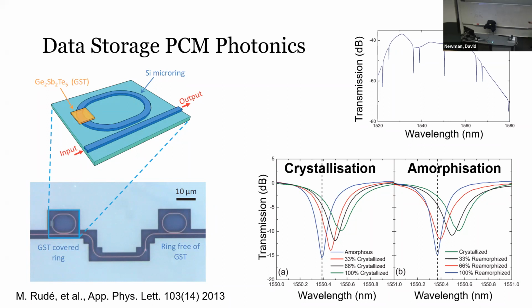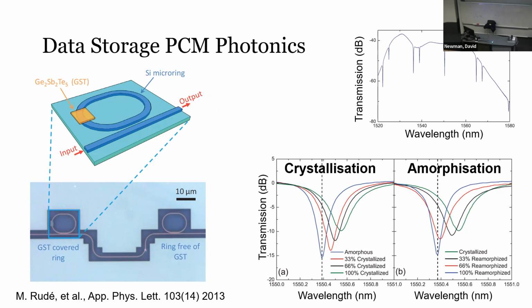So in 2011, I moved to Spain, and we did something relatively, in principle, conceptually very simple, but it's actually quite difficult technically. We patterned a small amount of phase change material on a silicon ring resonator, and showed that we could crystallize this material and switch the resonant frequency of this ring resonator by crystallizing this phase change data storage material.